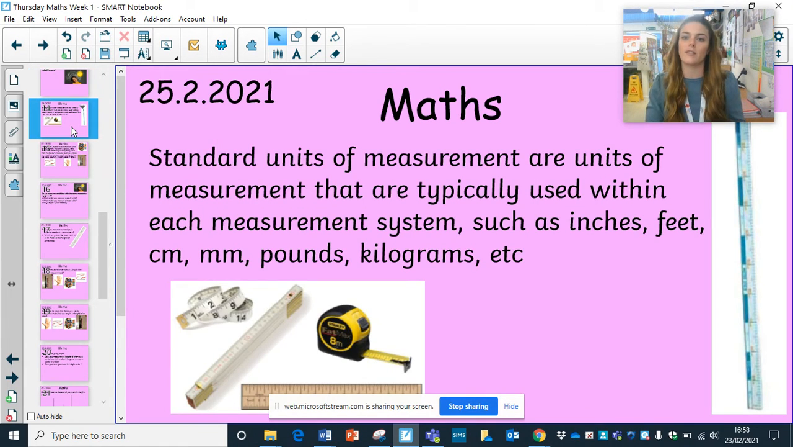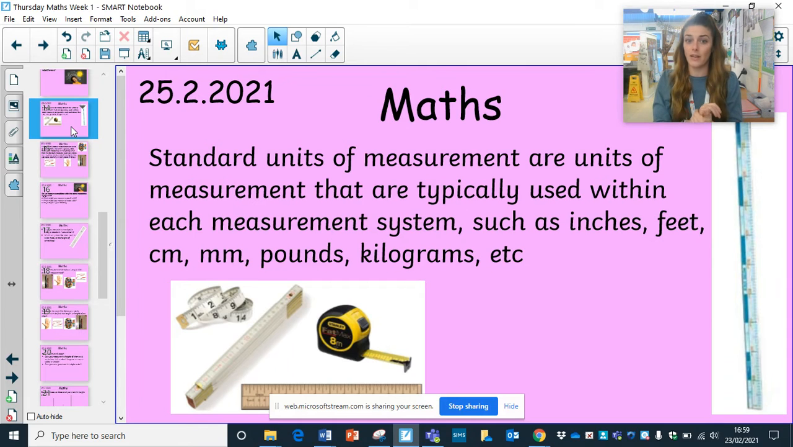So standard units of measurement are units of measurement that are typically used within each measure system. So it's basically when we measure using something that everybody knows. If we were to measure using inches, feet, or centimeters, it would be the same if I measured it, if you measured it, or if somebody in a different country measured it. So it's the same measurement, and it's accurate, and everybody understands it's the same.